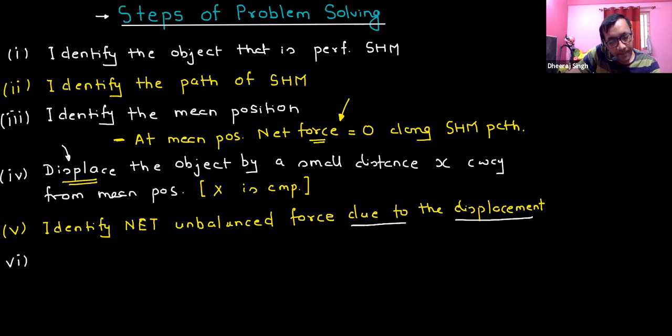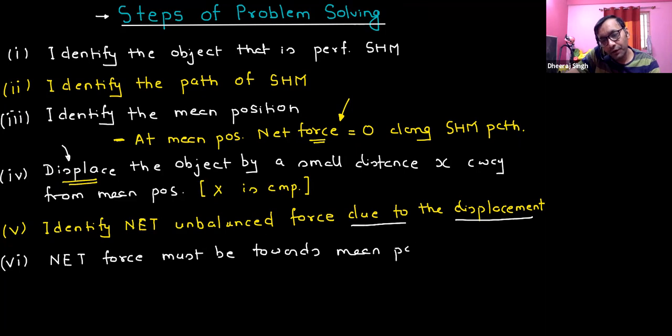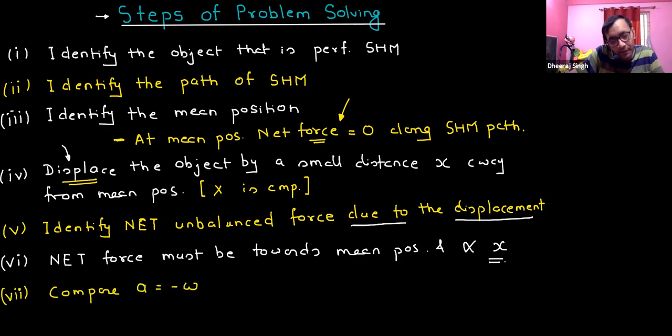Then if it is an SHM, the net force must be towards the mean position and proportional to the displacement x. This is a must. If you displace it slightly and the object keeps on moving in the same direction once you release it, and doesn't come back, then it is not an SHM. Next is to compare the acceleration with this, and you will get the time period as 2 pi by omega. So these are the steps which you should follow for all the questions, consciously or subconsciously.